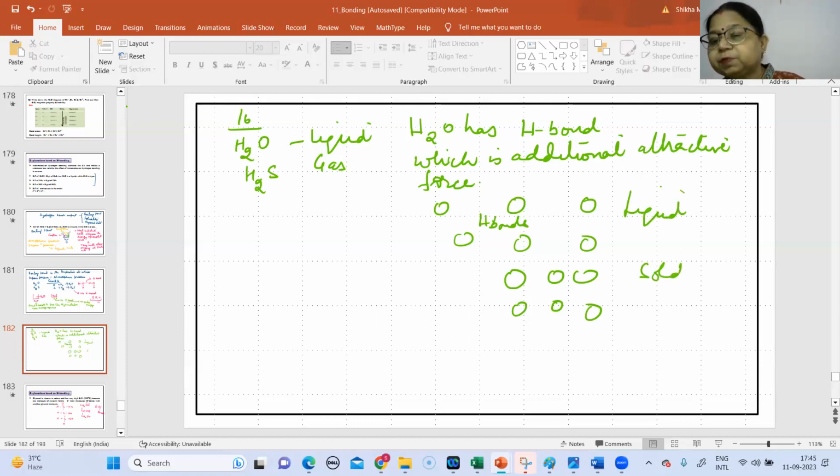I believe this concept is clear to all of you from class 9, that in solid, the constituent particles are very close to each other. In liquid, they are a bit far out. And in gaseous state, they are very far out. So at times, they come very close to each other and the physical state changes from liquid to solid or gaseous to liquid. Is this point clear to all of you, that why water is liquid and H2S is gas?